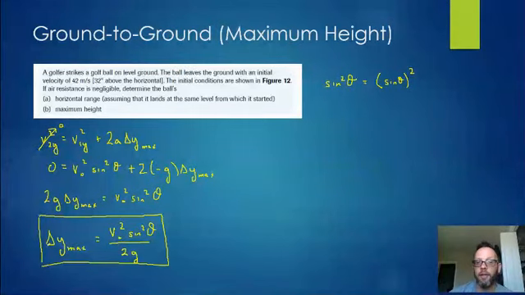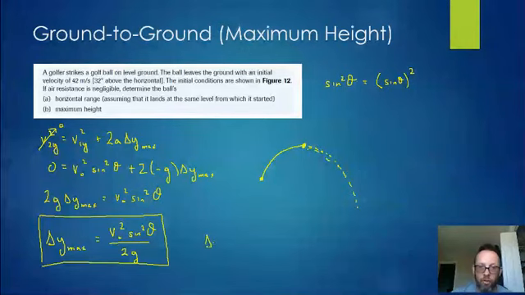Now, this particular expression will work even if it's not a ground-to-ground scenario, because what this formula gives you is that you launch a projectile, and it gives you the maximum height. It doesn't matter whether you come back down to the ground, or whether you come back down to the ground further away. So this can be helpful for a variety of problems.